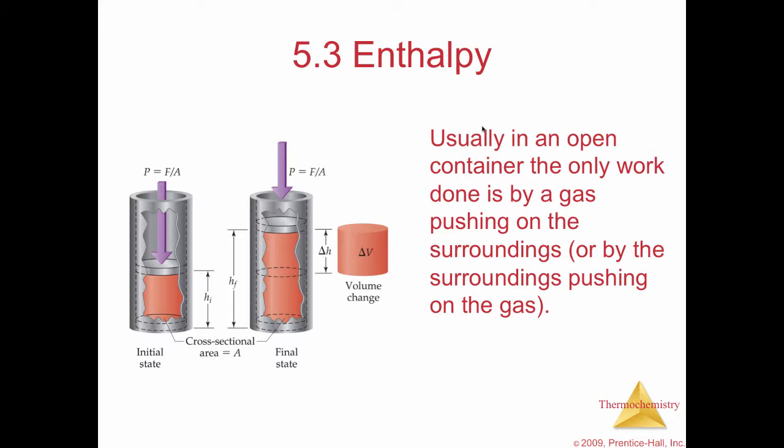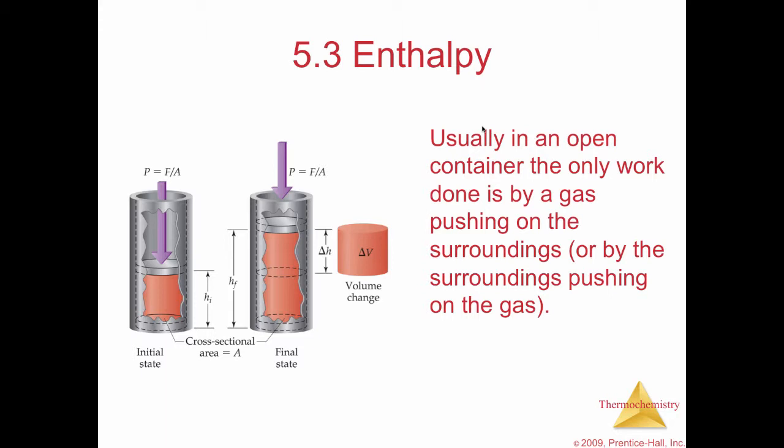The magnitude of the work done by the system is force times distance, or in this case, F times delta H. We can rearrange the definition of pressure, which is equal to force divided by area, to force equals pressure times area. The volume change, delta V, resulting from the movement of the piston is the product of the cross-sectional area of the piston and the distance it moves. Delta V equals A times delta H. We can then say the magnitude of the work is equal to P times delta V.